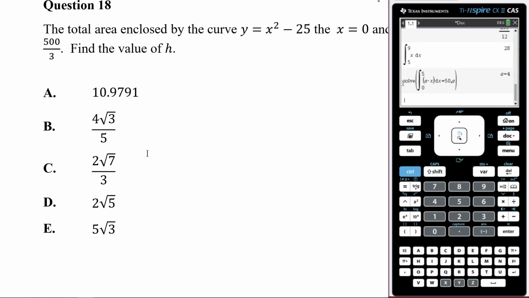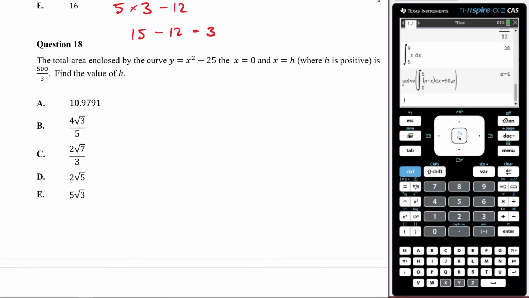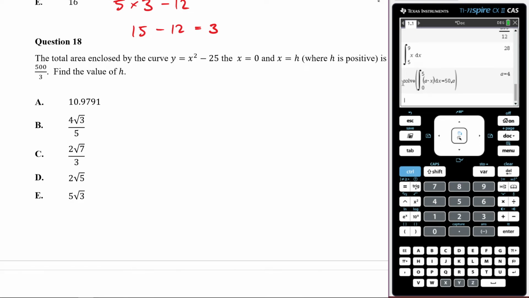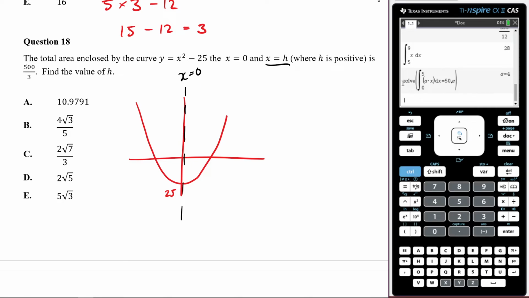We keep moving. The next one. The total area enclosed by the curve, this, and that is this. All right, so if we can just visualize this for a second, it's telling me I have now x squared minus 25. So it's going to be x squared. It's going to be like this, where that's 25. And it's telling me that from x is equal to 0 to x is equal to h.